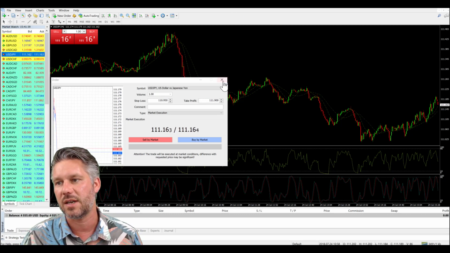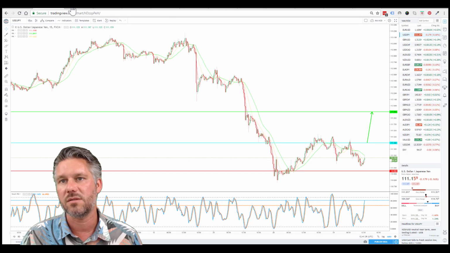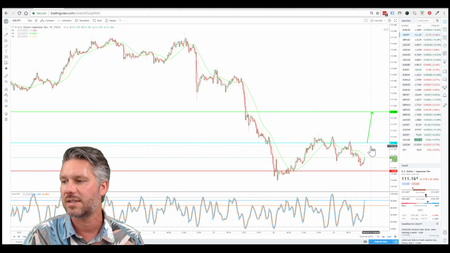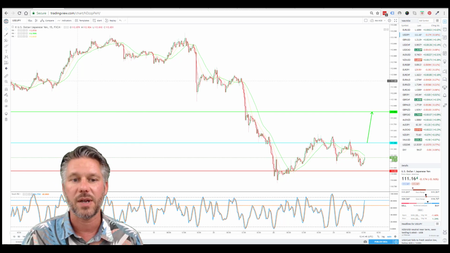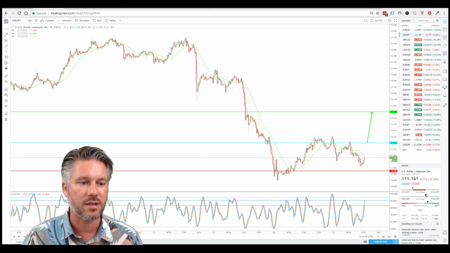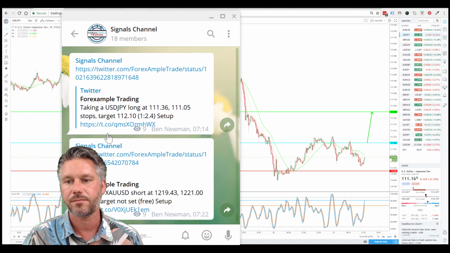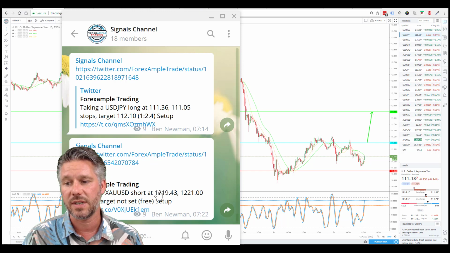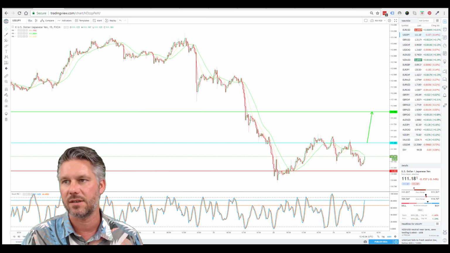That's the process. Now it is just methodically working through these. So now I've got that set up ready. If it gets to this point, I would place a trade, and that would automatically generate a signal that will go into our signals channel right here. It basically goes through to my Twitter feed, and then I just copy the Twitter link and paste it in here, and it shows all the details, as you can see. So that's exactly how I generate a signal.